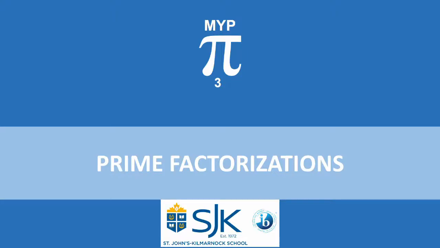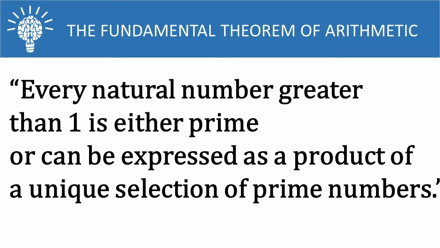In this video, we're going to look at how we can determine the prime factorization of a number. Last class, we established that the fundamental theorem of arithmetic states that every natural number greater than 1 is either a prime number, or it can be expressed as a product of a unique selection of prime numbers. That unique selection of prime numbers is what we refer to as the prime factorization of a number. So it's that product of all these different prime numbers that make up a composite number.